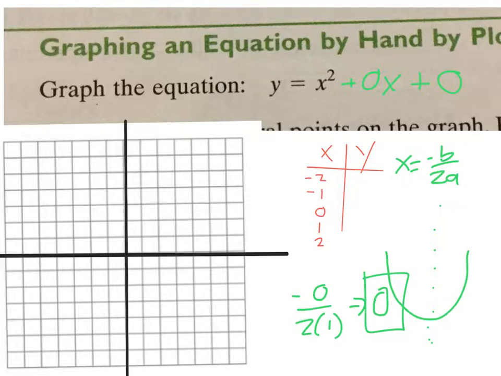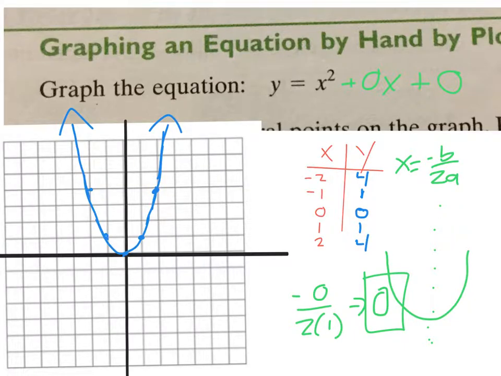If I plug in -2 and square it, that gives me 4. -1 squared, 1. 0 squared, 0. 1 squared, 1. 2 squared, 4. Okay? And then we plug this in. So I've got 0, 0, 1, 1, 2, 4, -1, 1, -2, 4. Right? And I get a nice parabola shape right here.